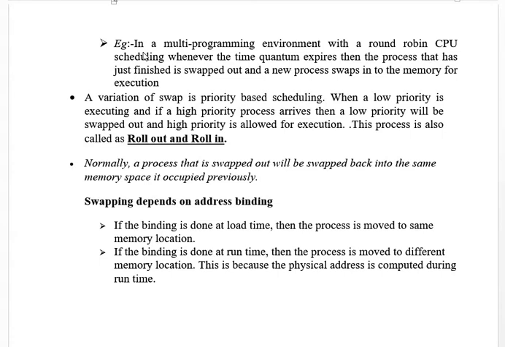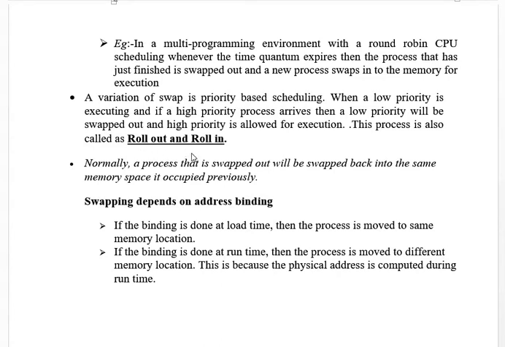During that time, the CPU scheduler will allocate a time slice to some other process in the memory. So as I told you, when a process completes its job, you have to have free space in the main memory, so that one by one the jobs will be brought into the main memory and executed.